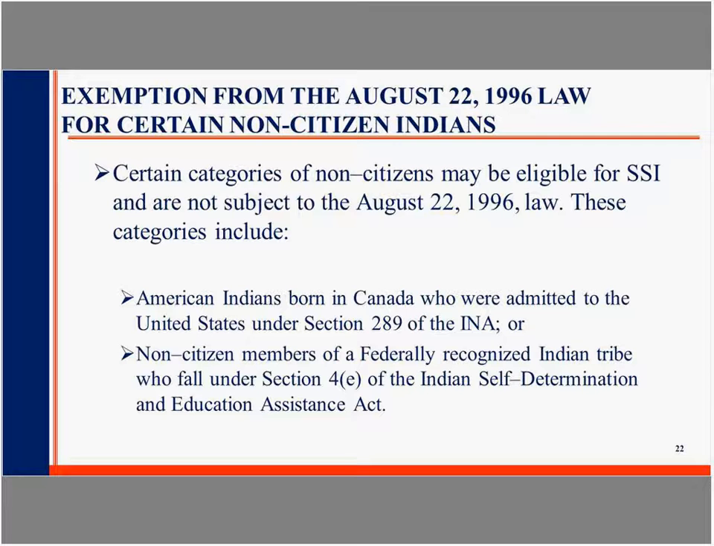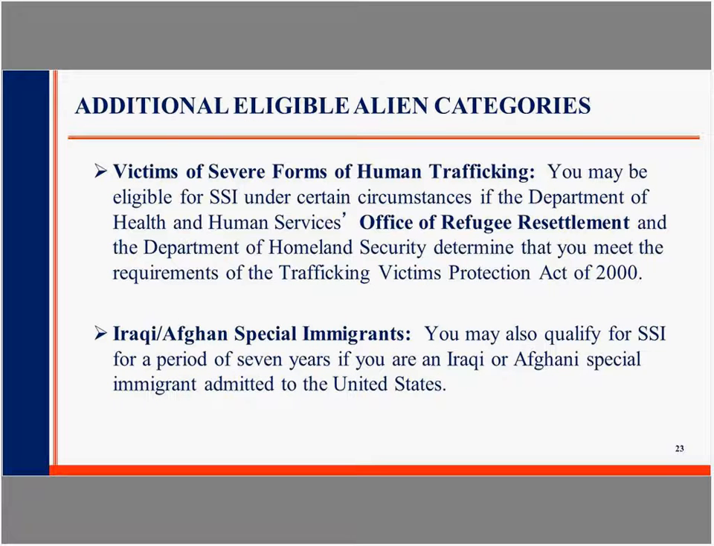There is an exception on the next slide to the August 22nd, 1996 law for certain non-citizen Indians. The categories who may be eligible for SSI, non-citizens who are not subject to the August 22nd, 1996 law, would include American Indians born in Canada who were admitted to the U.S. under Section 289 of the INA, and non-citizen members of a federally recognized Indian tribe who fall under Section 4E of the Indian Self-Determination and Education Assistance Act.